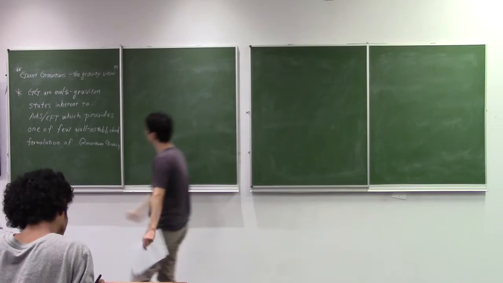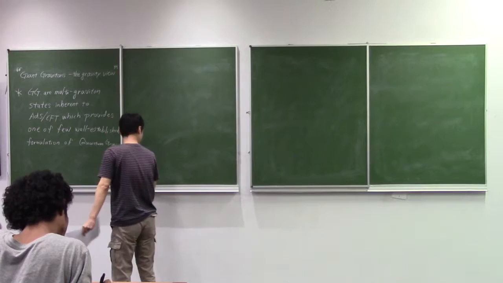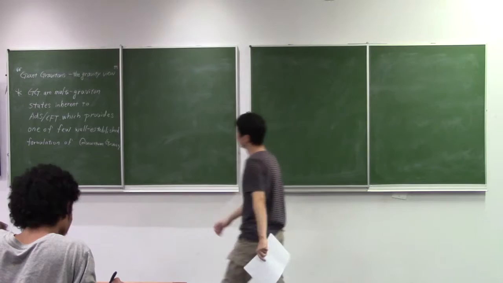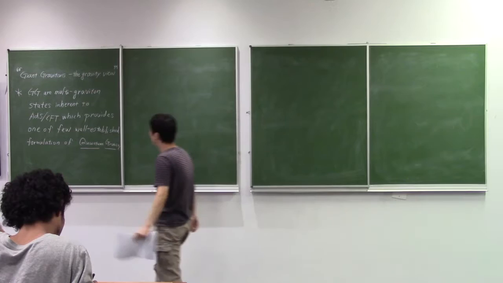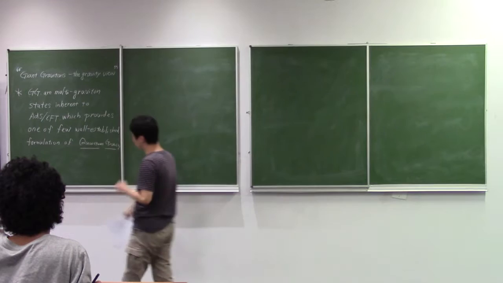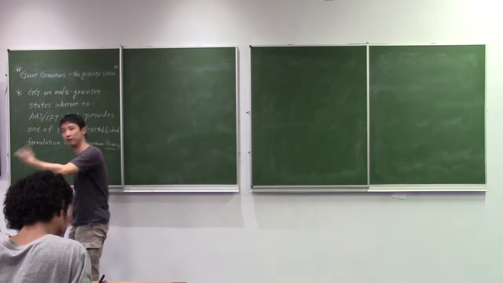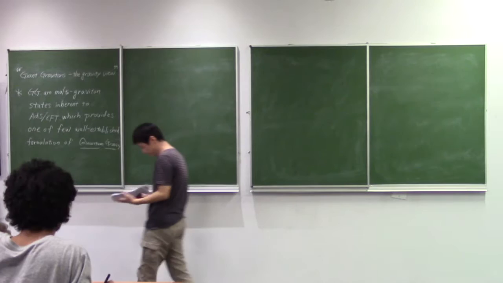So these peculiar gravitons appeared when people started trying to understand quantum gravity. So this could be something really important or fundamental when you try to understand quantum gravity. That's why it's fascinating.